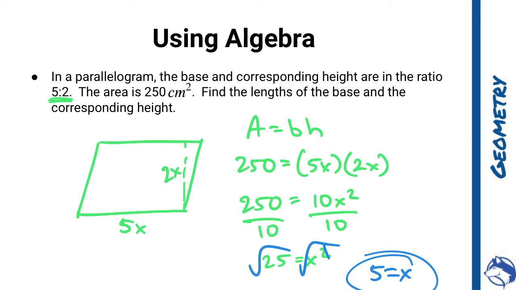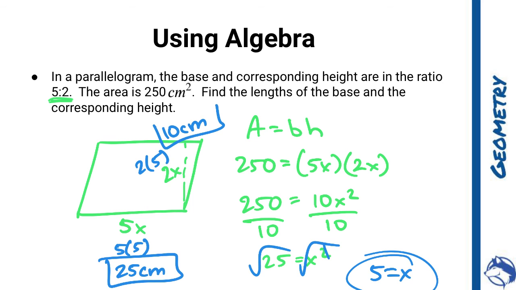So what I would do is I would take this 5, and I would plug it in. So 5 times 5, this is 25 centimeters for my base. And this is 2 times 5, which gives me 10 centimeters for my height.